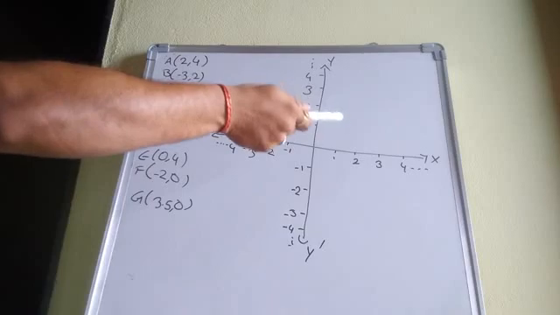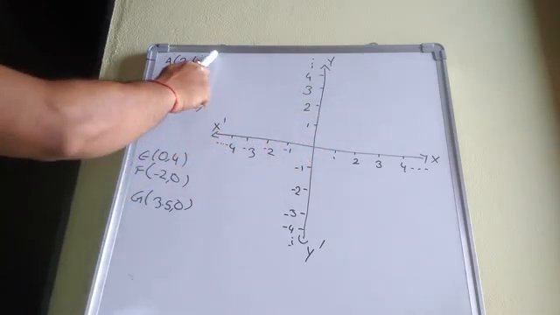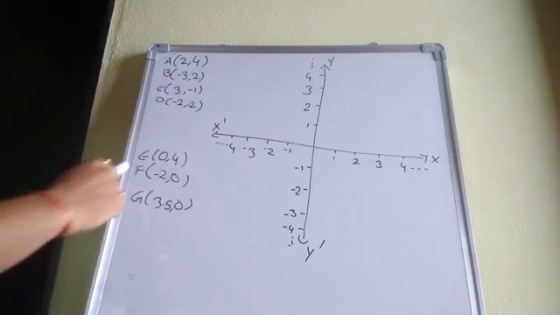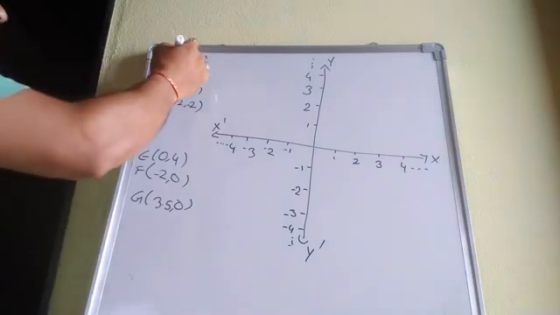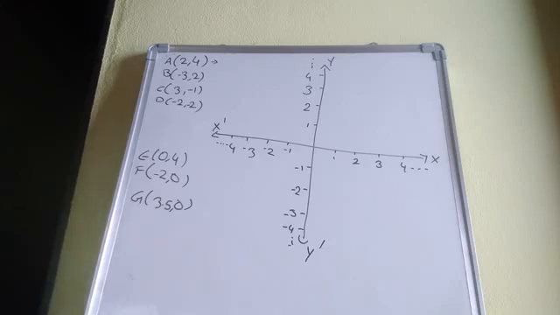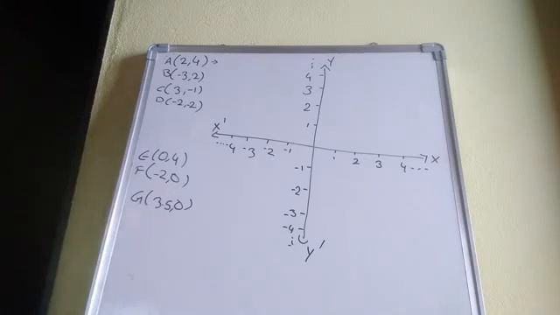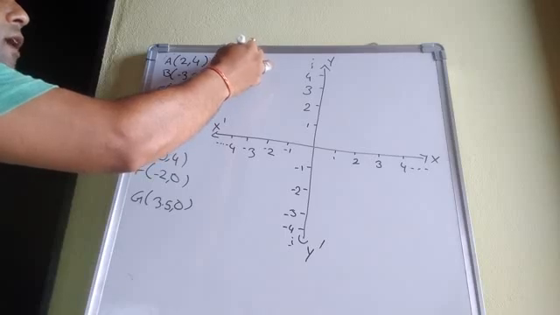That is, not after plotting. Before plotting the points in a plane, we should say where these points lie: A, B, C, D, E, F, G. Then we need to verify the same by plotting in a plane. So the first point is A (2, 4). Where does this point lie? Both the values x and y are positive, so they lie in quadrant 1.